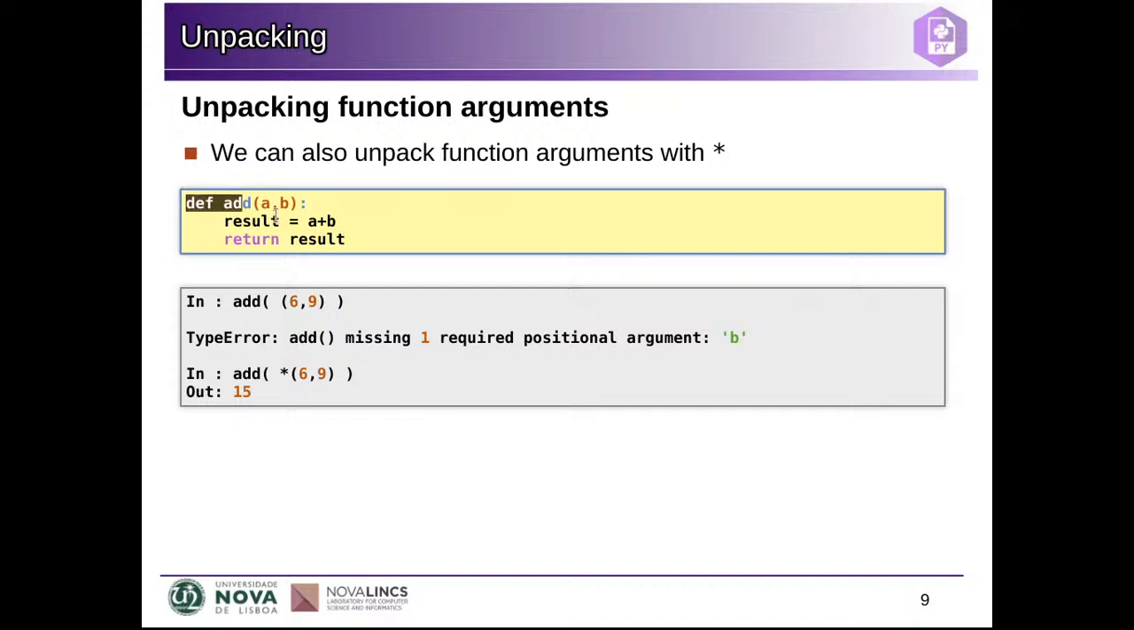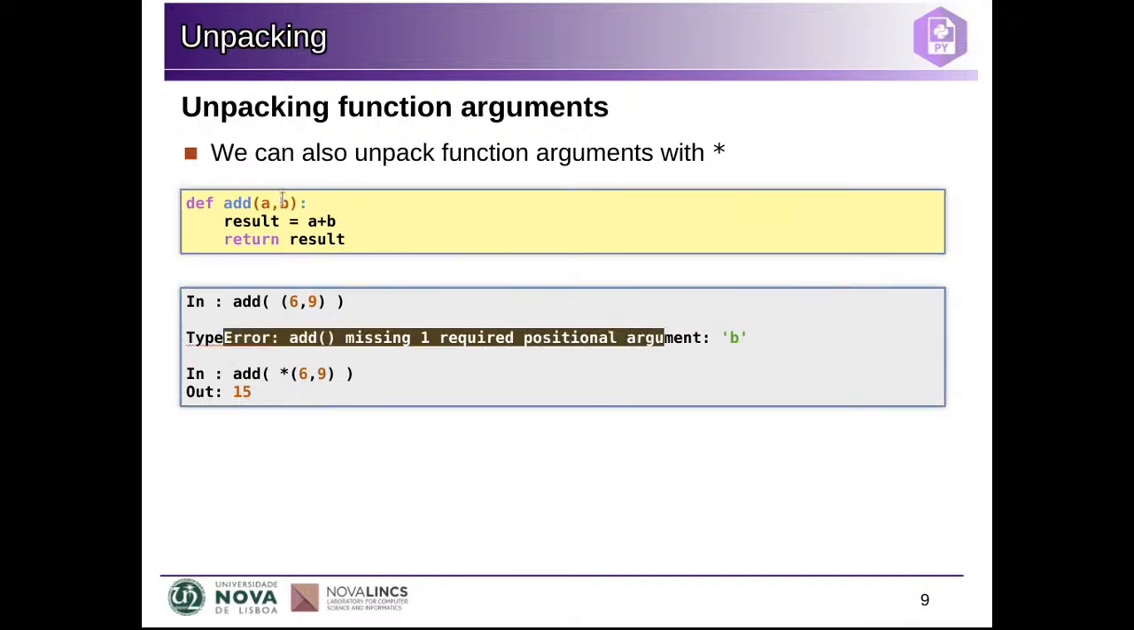Suppose we have this basic function we saw in the previous lecture for adding 2 values, and we call it with a tuple with the 2 values. Now, since this tuple is only one thing, one object, it will be put on the a parameter, and there is nothing for the b parameter. So we get an error.